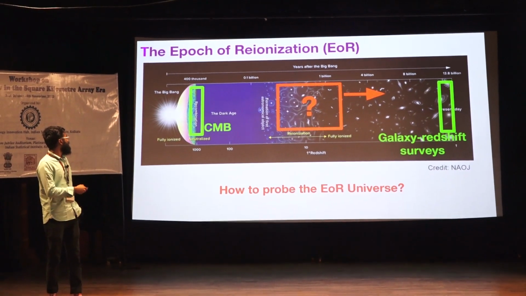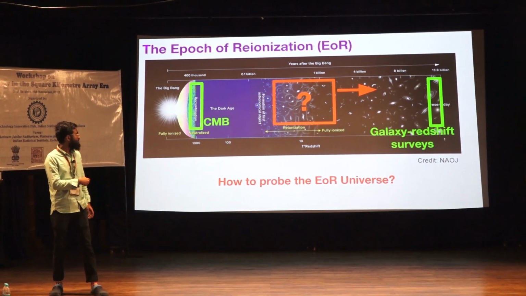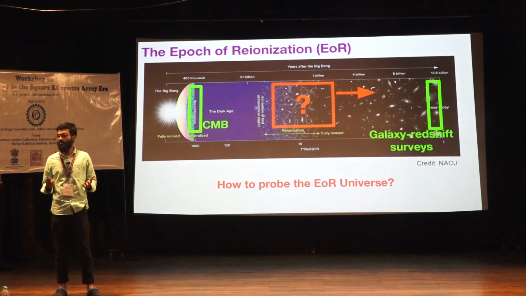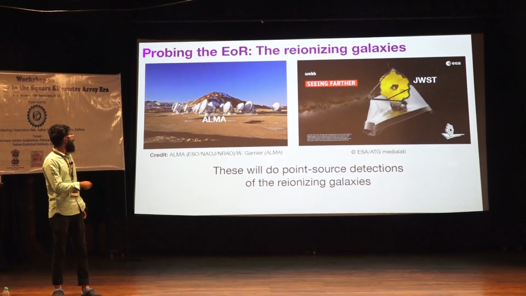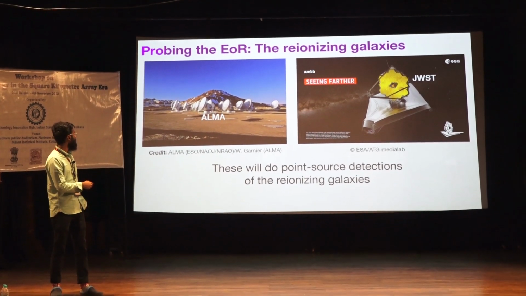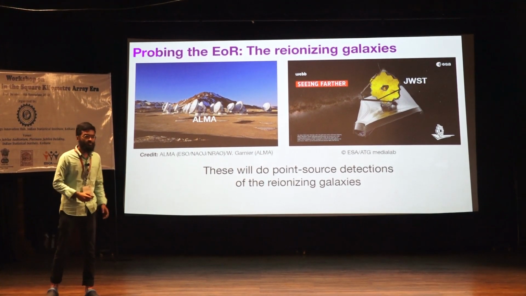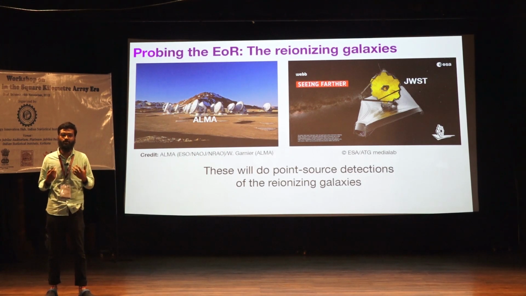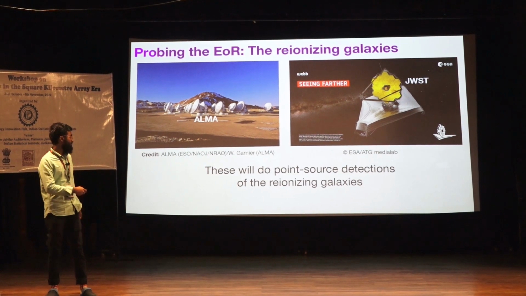So in this evolutionary history of the universe, what we are interested in is when the first stars and galaxies reionized the universe, so how did this process happen, and how can we probe this epoch to learn more about it. So these are some of the examples that can help us in probing this epoch. This is the ALMA observatory, and this one is the space-based JWST mission. This will do point source detections of the galaxies that were responsible for reionization, and this will do the most detailed observations of these galaxies.